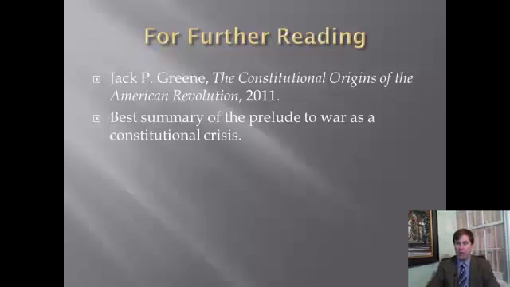So I've listed here Jack Greene's The Constitutional Origins of the American Revolution. It came out in 2011. It's the best summary of the preludes to the war as a constitutional crisis. I highly recommend reading it. It's one of those required readings, I think, for this particular course, along with other books that we've also listed for each lecture. So hope this helped you.